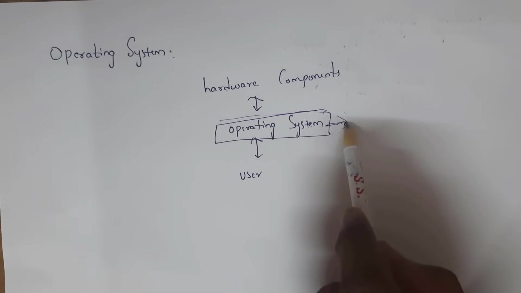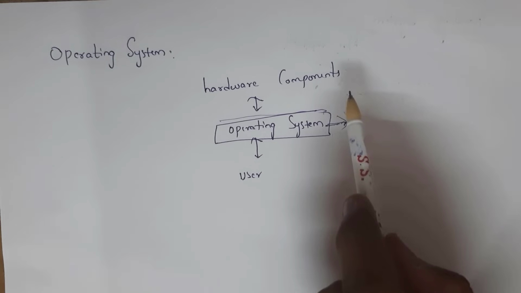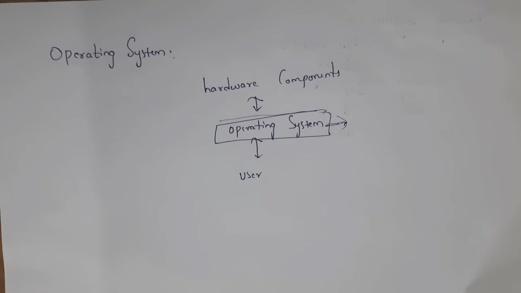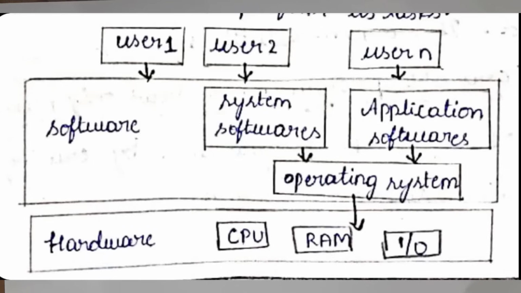So if any user wants to access hardware components, then definitely you need one operating system. For example, if you want to access any software like MS Office or Photoshop or Notepad or any games, then definitely you need one operating system in order to access that software. In this diagram, for example, users want to access any software like system software or application software. These both are present in the operating system, and this operating system is connected to hardware, and this hardware contains CPU or RAM or any input and output devices.